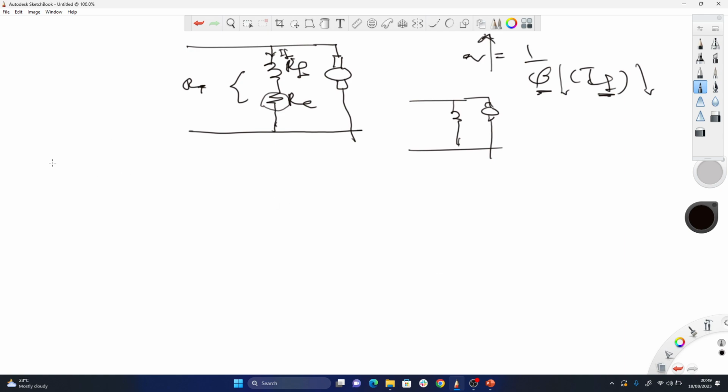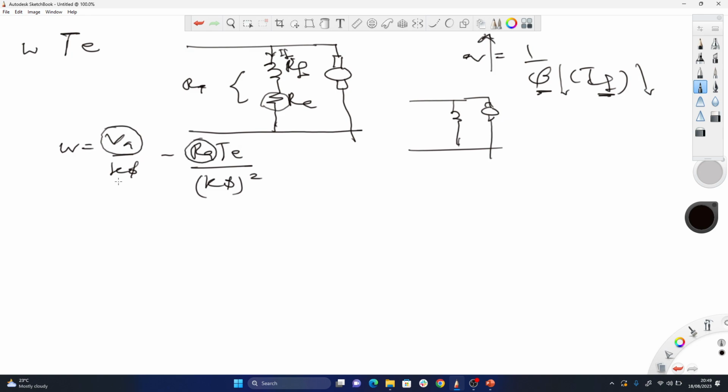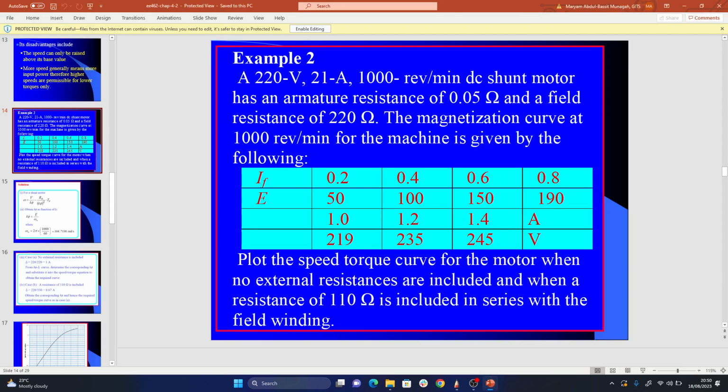Let's see. We know that speed is equal to what? So can you refer to the question from your phones? I don't want to be going back. Speed is VA over K phi minus RATE over K phi squared. I'm supposed to plot a speed torque curve. I was given the VA in the question. I've been given RA in the question. Let me find K phi.